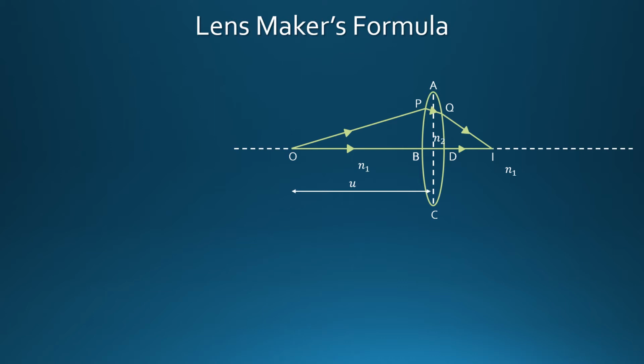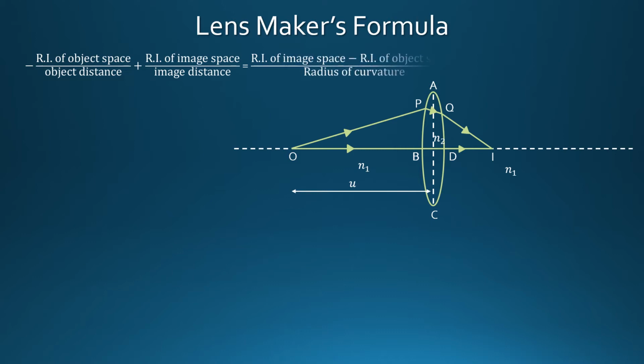Refraction through a single spherical surface is given by minus the refractive index of the object space divided by object distance, plus refractive index of image space by image distance, which is equal to refractive index of image space minus refractive index of object space by radius of curvature, which we have derived in our previous class. That is nothing but minus n1 by u plus n2 by v is equal to n2 minus n1 by r.